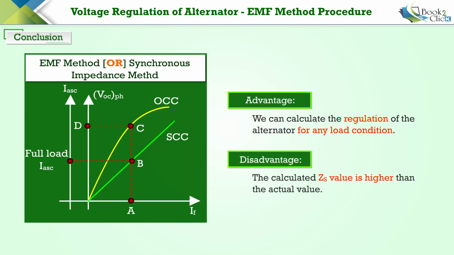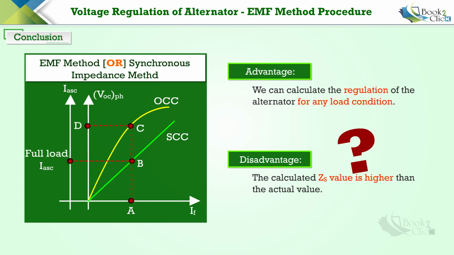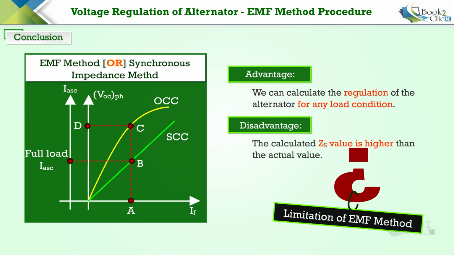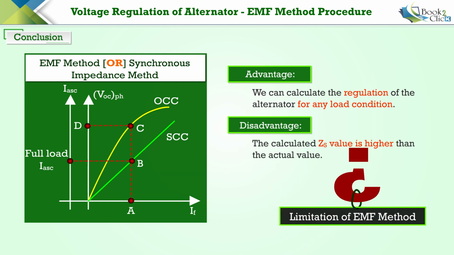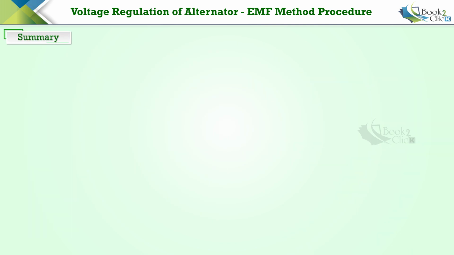But, the challenge in the EMF method is the calculated ZS value is not accurate. It is higher than the actual value. Why? Watch our video, Limitation of EMF Method, to understand the reason for high impedance value and how it impacts the voltage regulation value. We have come to the end of this video.